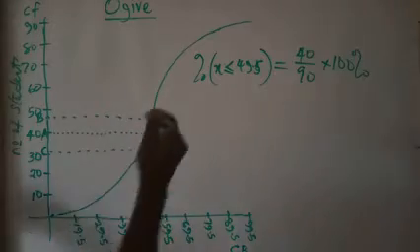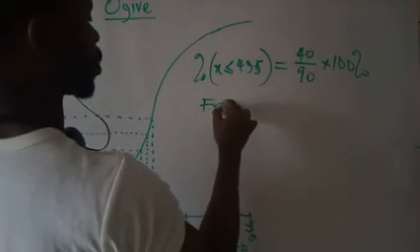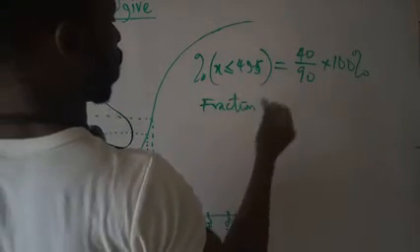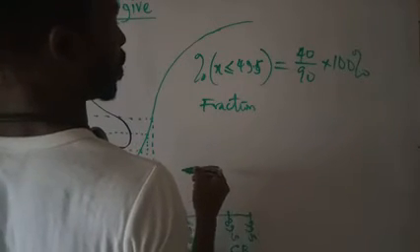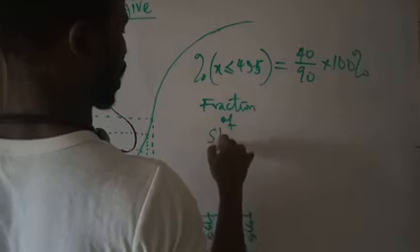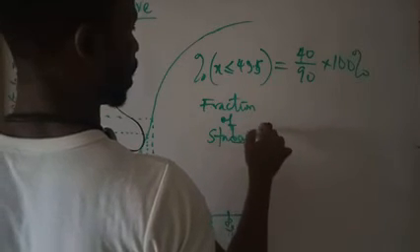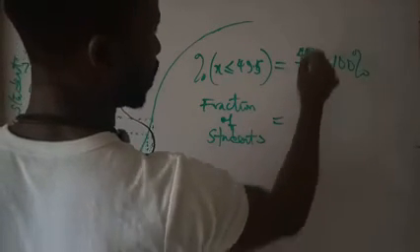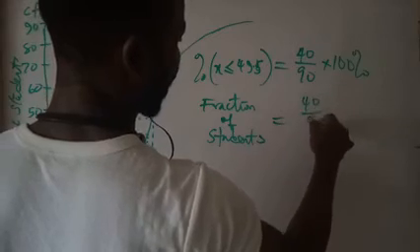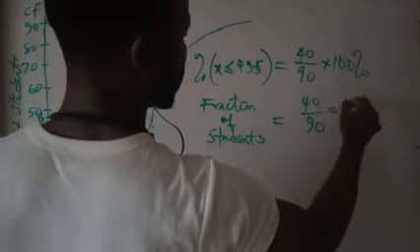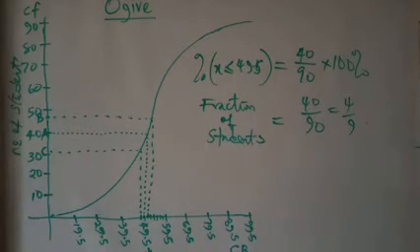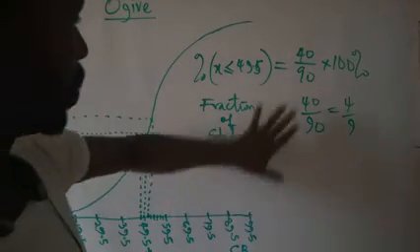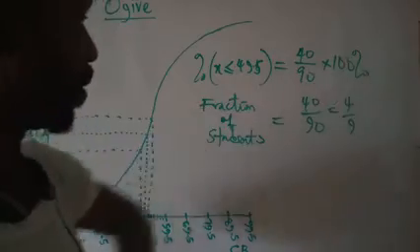But if they just ask you for the fraction of students that scored 49.5, that would be 40 over 90, and that's all, which gives you 4 over 9. Of course, you cut the lowest down. So when they ask you for percentage, you take the fraction, multiply by 100.